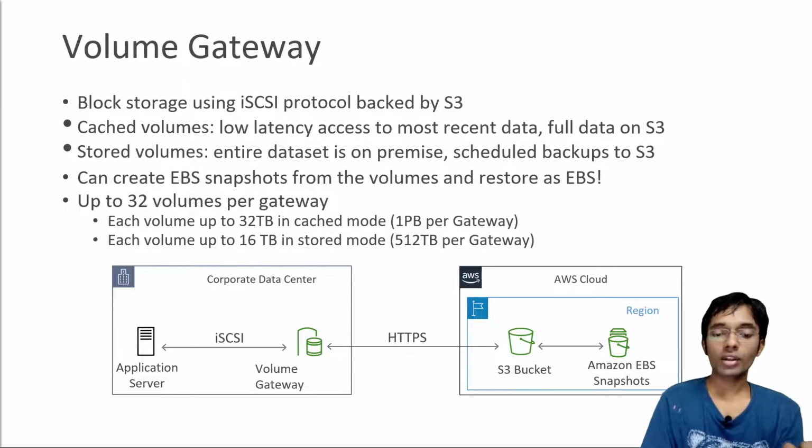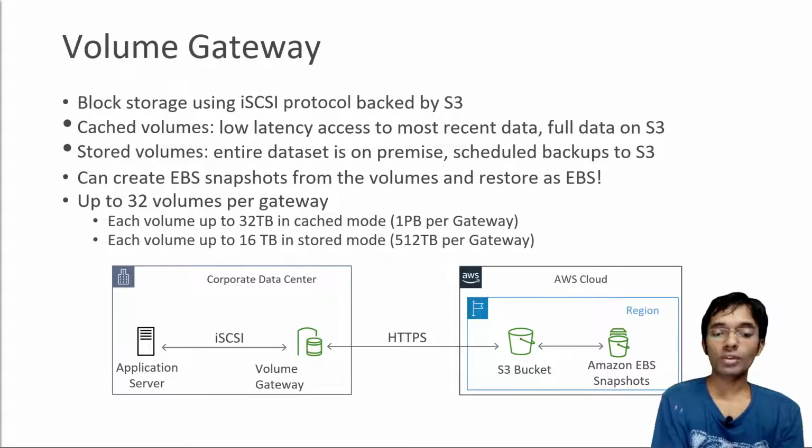Another thing we have to remember here is that the files within the volumes are not accessible directly in S3. The only way for you to retrieve a file from a cached volume or a stored volume is to create an EBS volume out of the EBS snapshots of these volumes, and then from the EBS volume that you have created, you can retrieve the file you want.